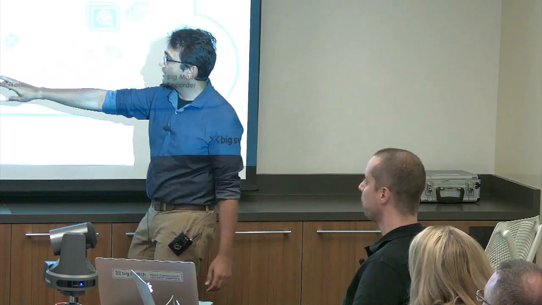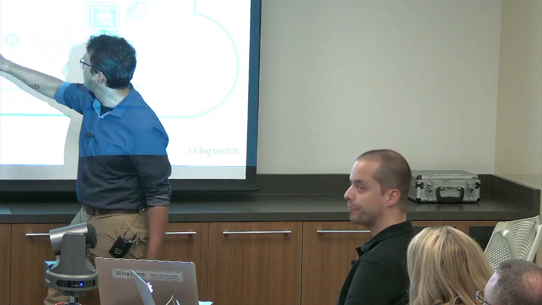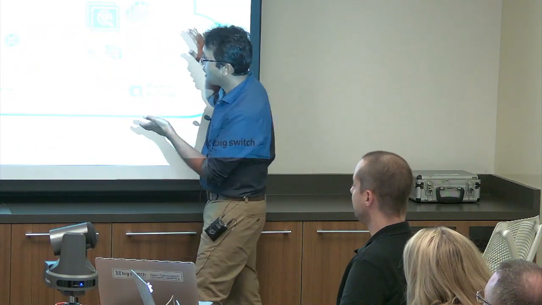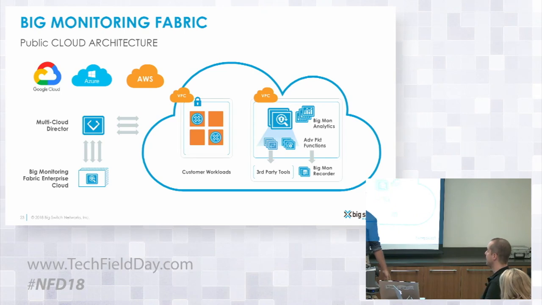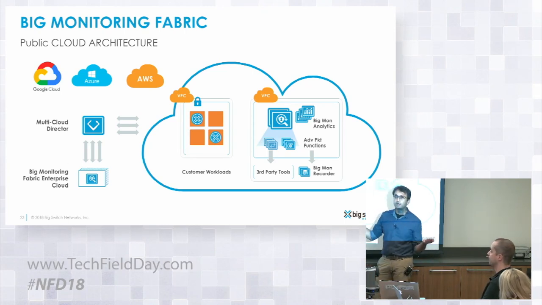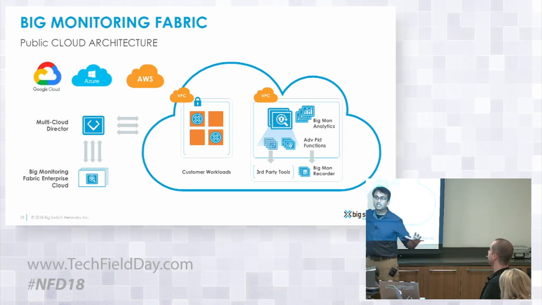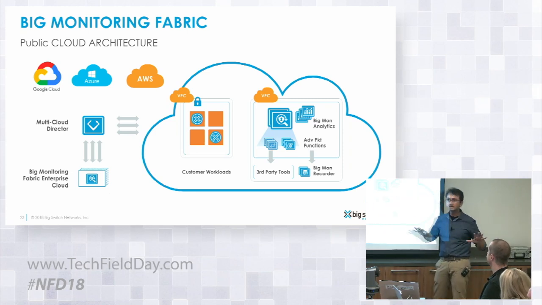So that's where, when Cedric discussed multi-cloud director, it comes in, where you're not only monitoring on one of the clouds, you can monitor various other BMF pods. They can be on-prem or on the cloud using the multi-cloud director. So this gives you a bigger picture of how these things are tying together. Any questions?